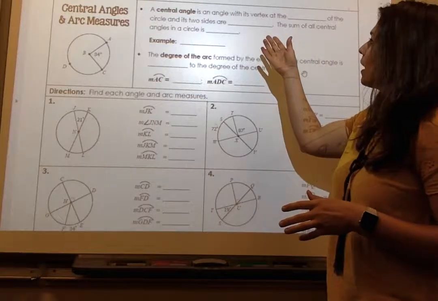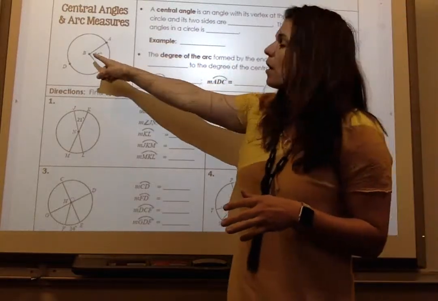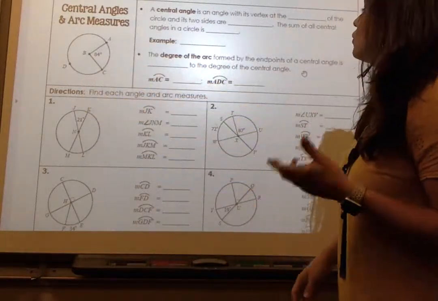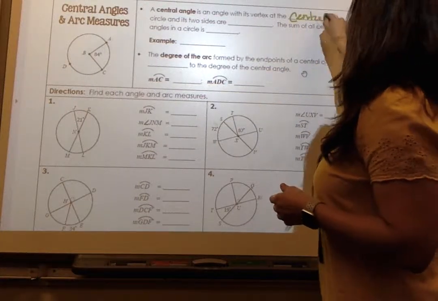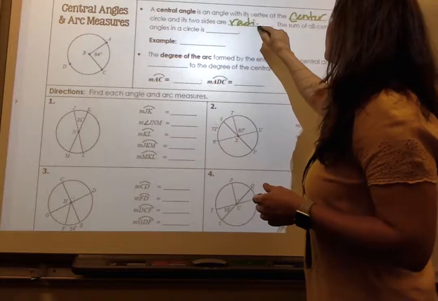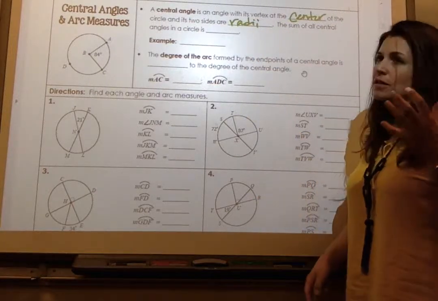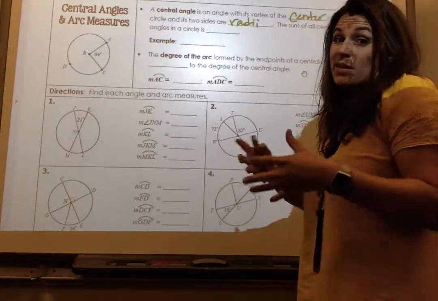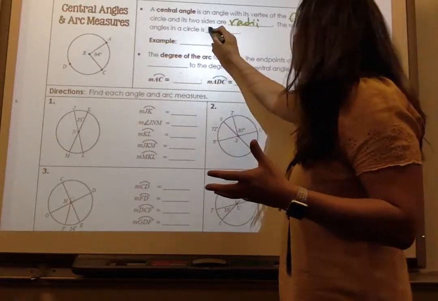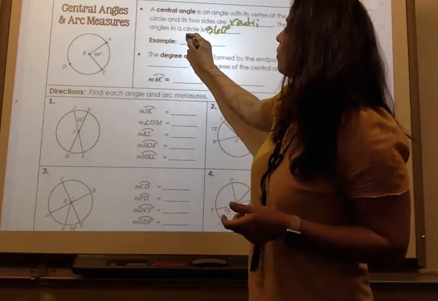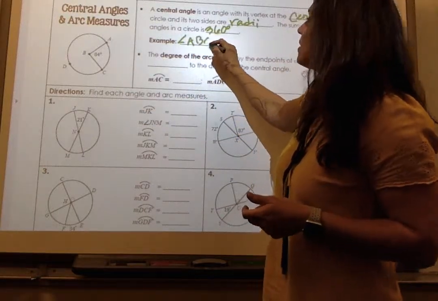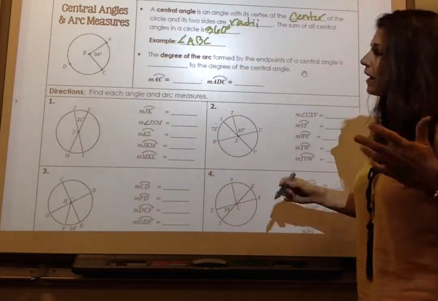A central angle is an angle with its vertex at the center of the circle, and its two sides are the radii. So this would be center and radii. The sum of all central angles in a circle is exactly the sum of the circle, and that's 360 degrees. So an example of a central angle would be angle ABC.